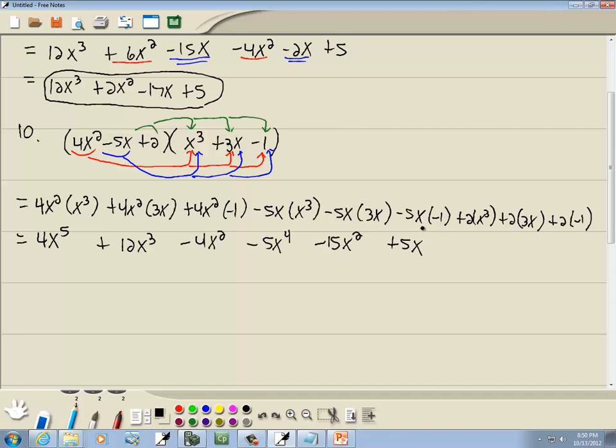Okay. Boy, my eyes are going. There it is. 2x to the third. 2 times 3x gives us 6x. And 2 times negative 1 is negative 2. It is past my bedtime at 6:30.